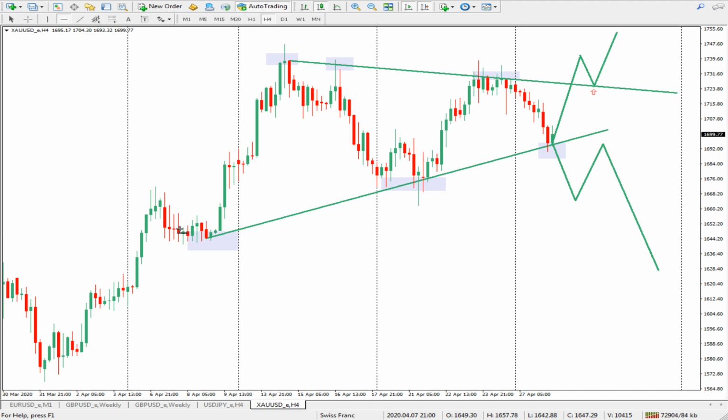Which means we are waiting for a sell here. A break above, a retracement, then you continue upwards. A break below, a retracement, then you continue downwards. So that should be the end of the chart analysis. Let's now look at the strength.